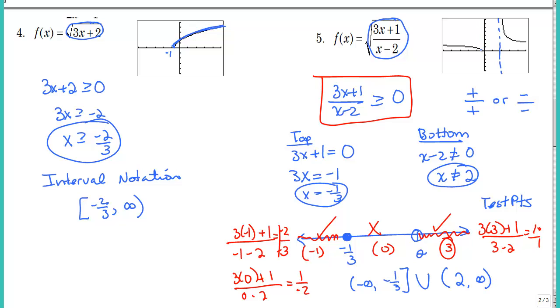And again, if I look back up here, that looks like negative 1/3. It goes on forever there. And here probably goes on from 2 and beyond. But again, it can't be 2 because that was in the denominator.